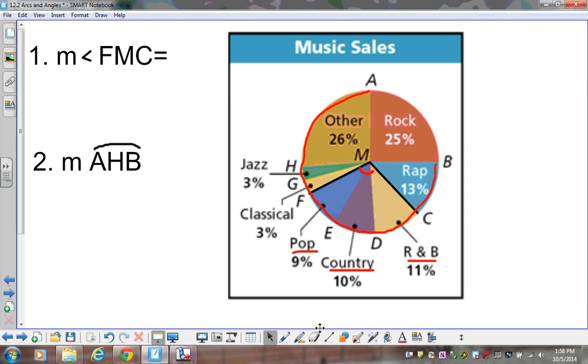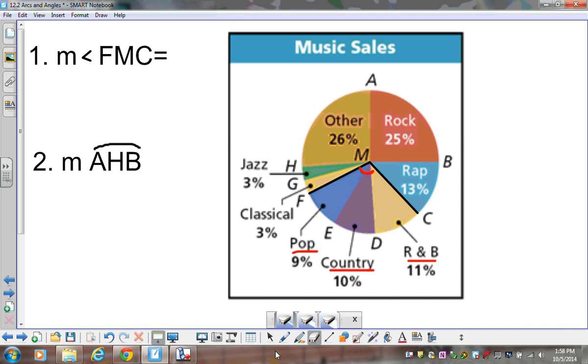All right, so let's take a look at this first one here. We're going to try and find the measure of angle FMC. All right, so like we said a few moments ago, it's going to be from here to M to C. So we've got another central angle here. So that angle is going to be the same as the measure of its intercepted arc.